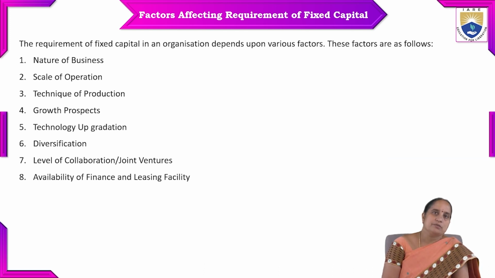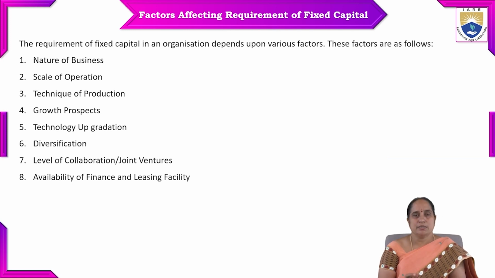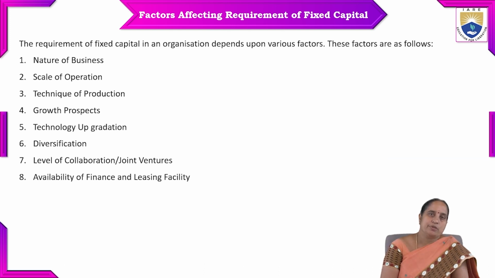Then technique of production. What type of technology you are going to adopt in your business to produce the goods and services, and growth prospects. Whatever business we are talking about, is there further scope for growth or not? That also we analyze with reference to the capital. And technology upgradation. Now and then, companies have to upgrade themselves due to technological changes. Otherwise, it may be very difficult for the companies to survive in the long run.